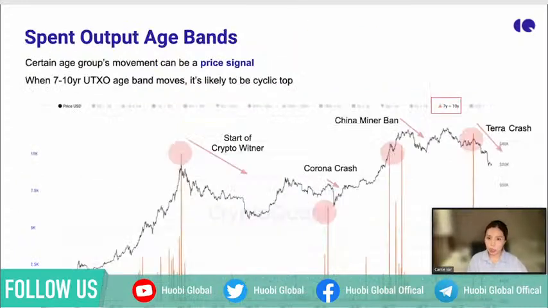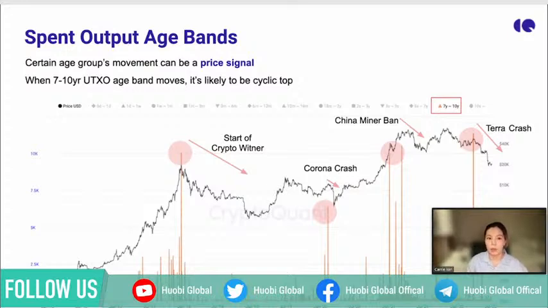So the next chart is spent output age band. Now you're not scared, right? We know what spent output is, a transaction that already happened. We know what age band is, right? But I'm going to explain it anyway. Spent output shows us the asset that moved at that time, and this can also be analyzed in more detail by applying age bands. You can choose to see certain age bands by clicking on the ones that you don't want to see. Here, I just left the 7 to 10-year-old coins.